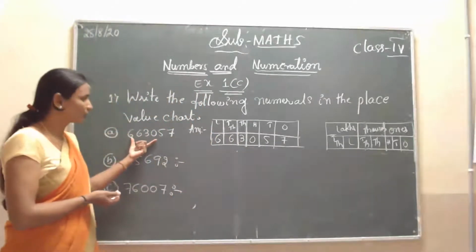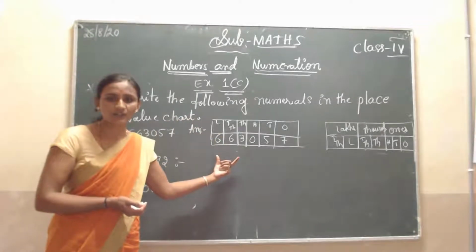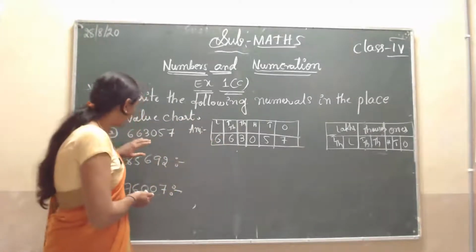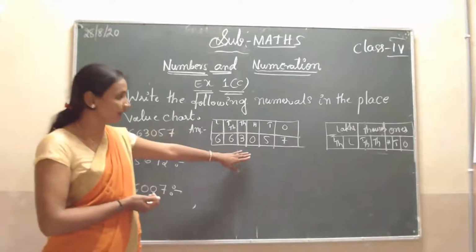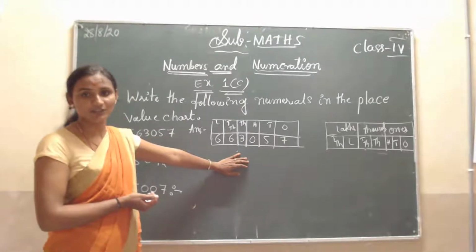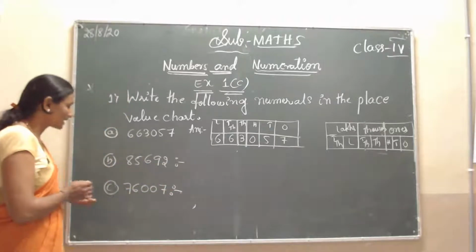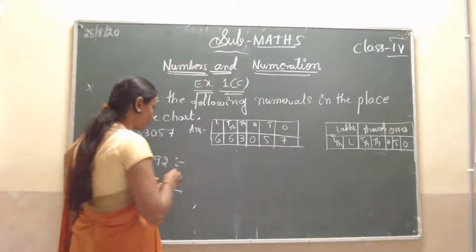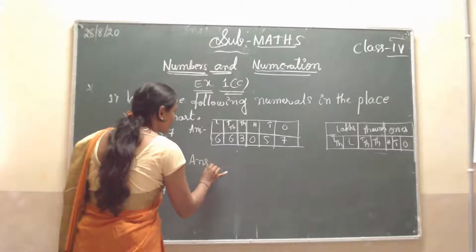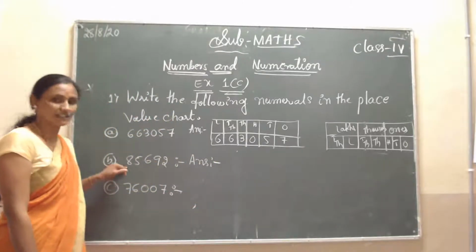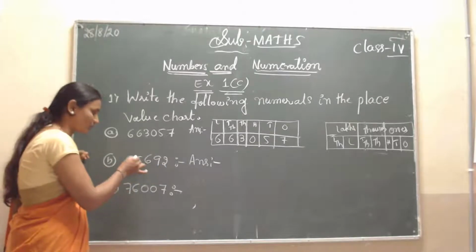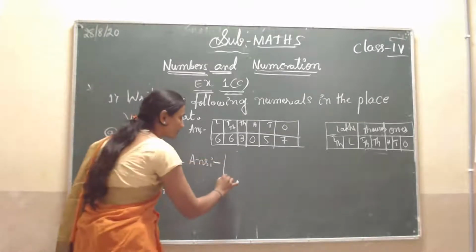The numerals are already given, and I wrote them into the place value chart. Yes, students. Next, the B question, I have also already written. So just solve the place value chart. This position means ten thousands is enough. You know the ones, tens, hundreds, thousands, ten thousands. So we'll use the place value chart.